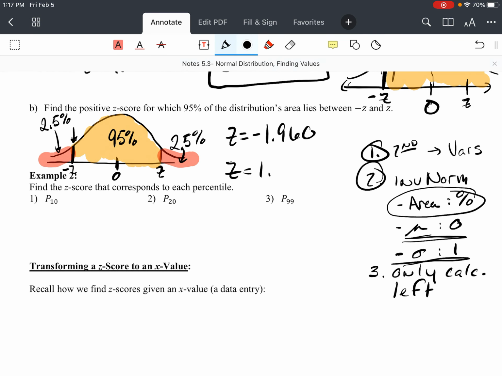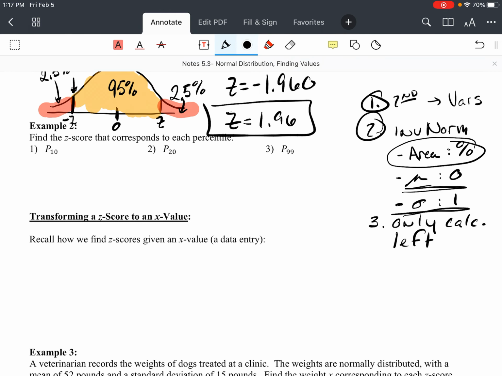Okay, and remember, if you want the positive one, these are symmetric. So all I need to do is simply flip the sign, and now we have the z-score, the upper z-score. Okay, so that's all we're doing. If you have questions on that part, just let me know, and I'm more than happy to help you out.